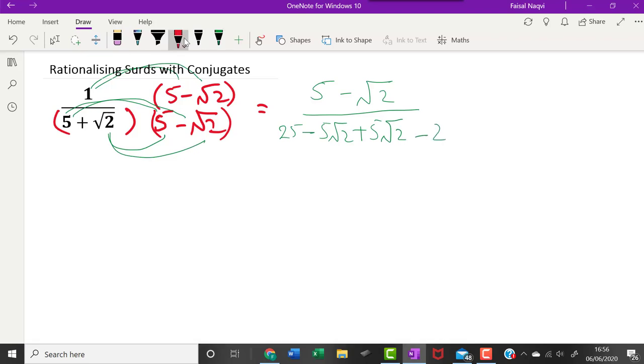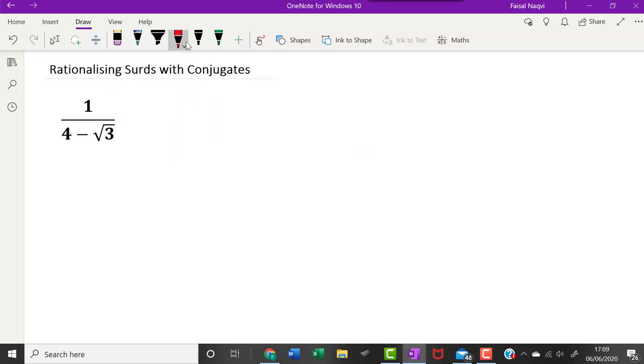I then simplify this down. As my numerator, I have 5 minus root 2. Now if we look at the denominator, I have minus 5 root 2 and plus 5 root 2. So minus 5 root 2 plus 5 root 2 cancels out. And what I'm left with is 25 take away 2, which is 23. That's my final answer.